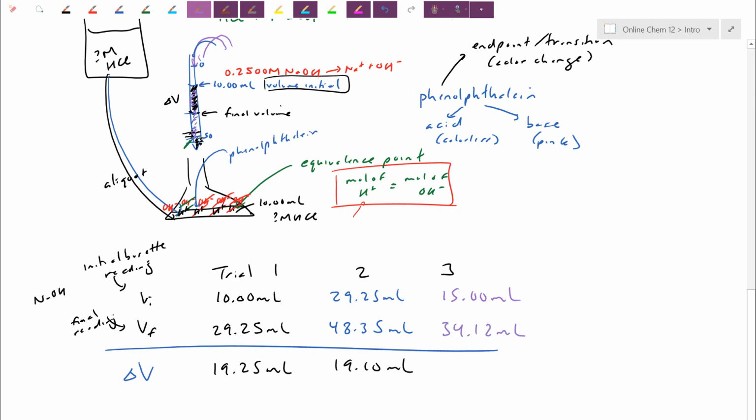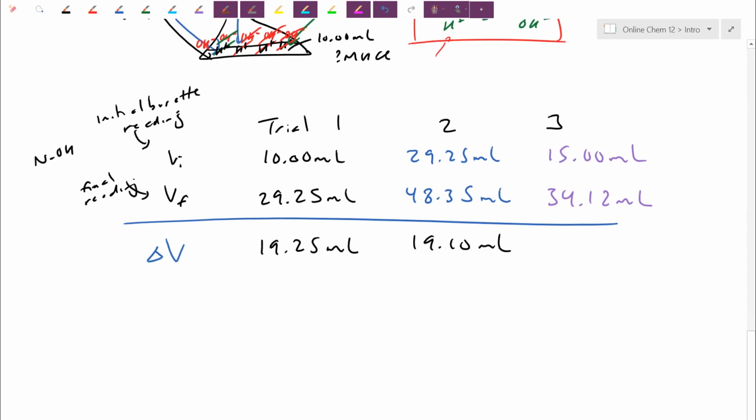Right? There's no guarantee that your next trials are better than the first trial, even though the first one is sort of an approximate. What you're going to do, as an experimenter, is look at all three numbers that you get. So 34.12 minus 15 gives me here a 19.12. So first thing, I have a little bit of confidence because all three volumes are very similar. This is a good thing.